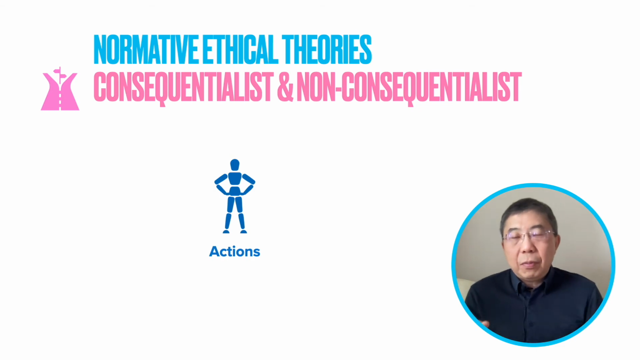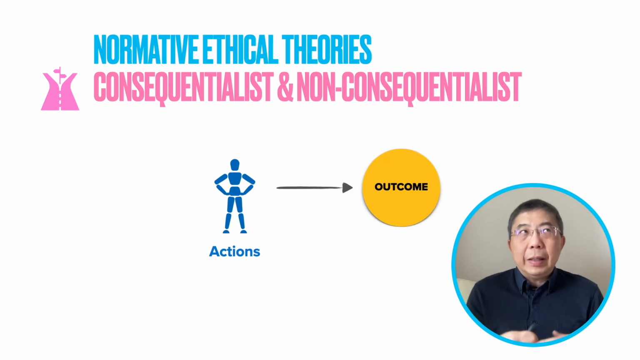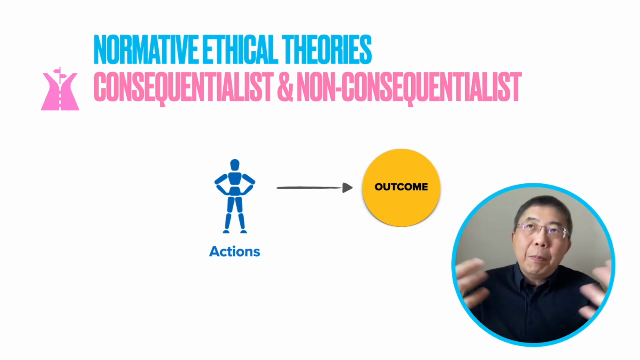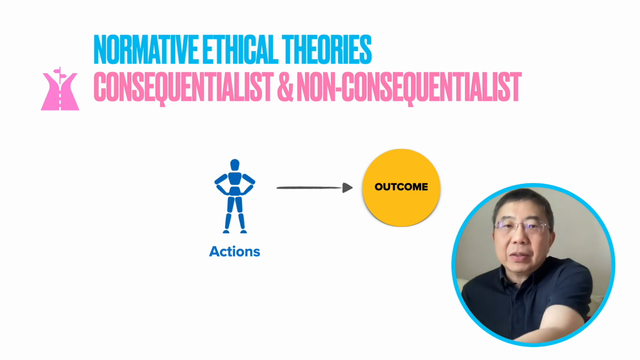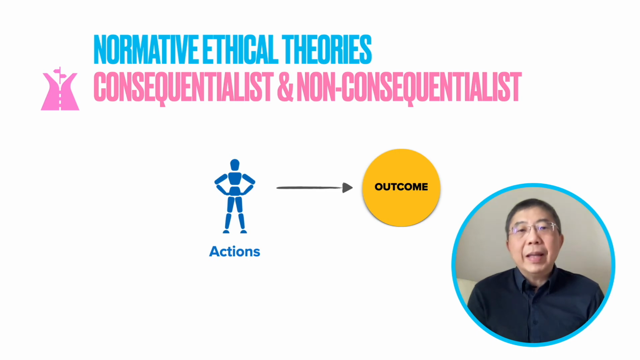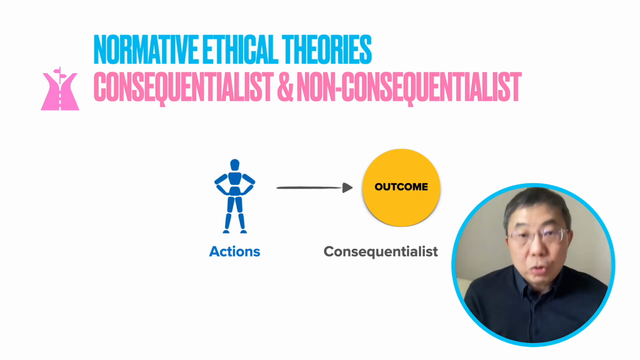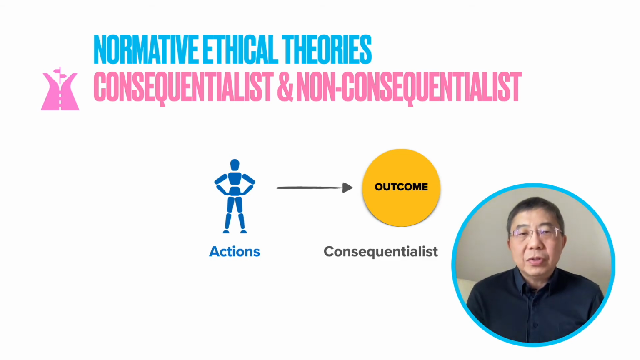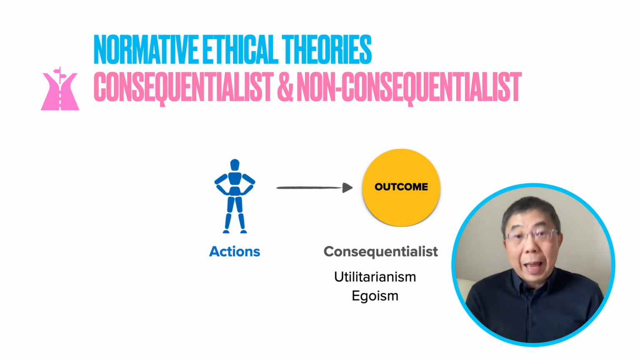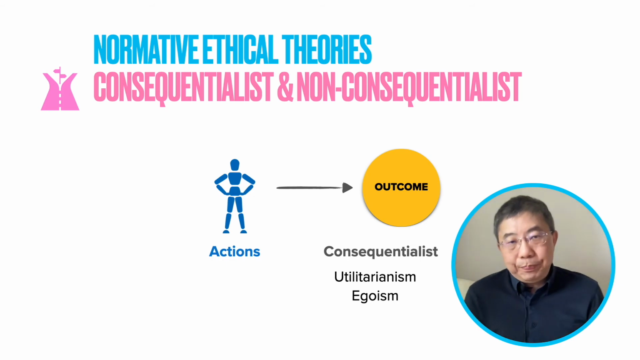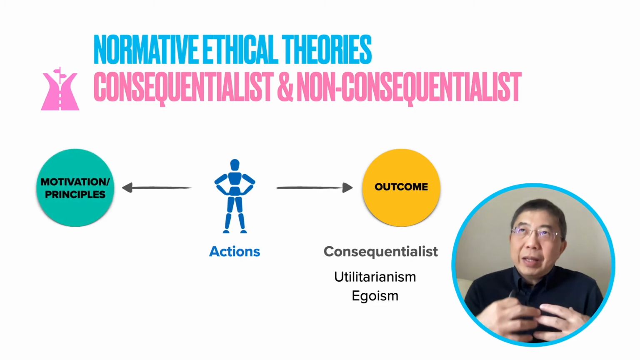We can look at it from two perspectives. One is the impact of our actions, the outcome of our actions. Whether an action is good or bad depends on how it affects the other person, right? And this group of normative ethical theories is called consequentialist theories. Examples of consequentialist theories that we will examine are utilitarianism and egoism.